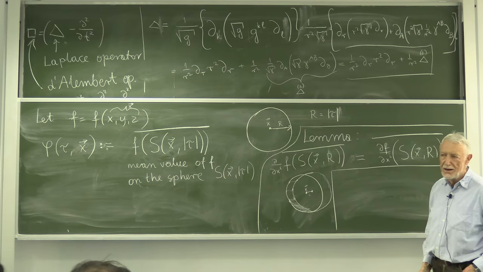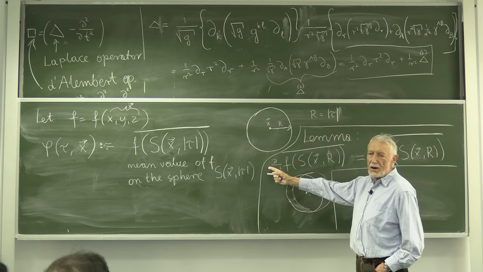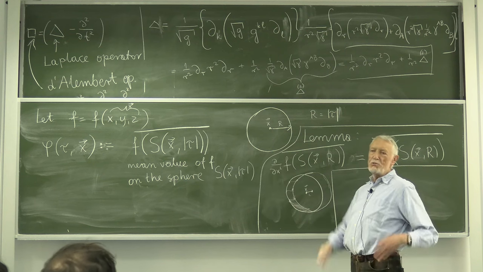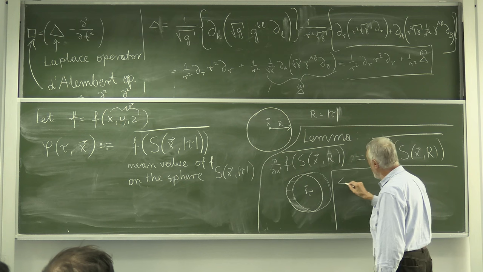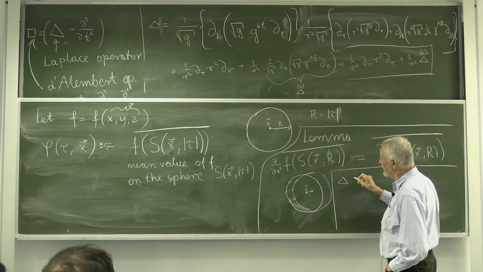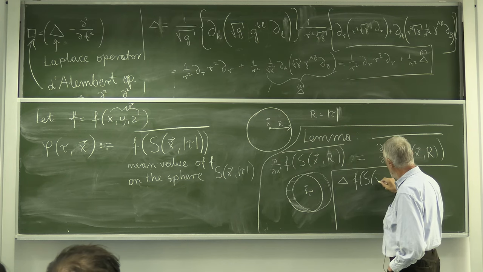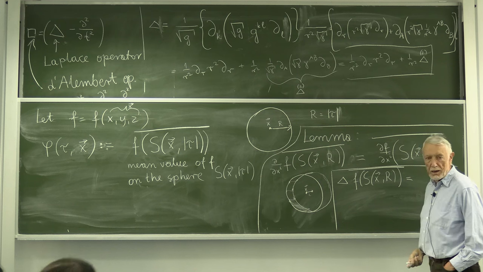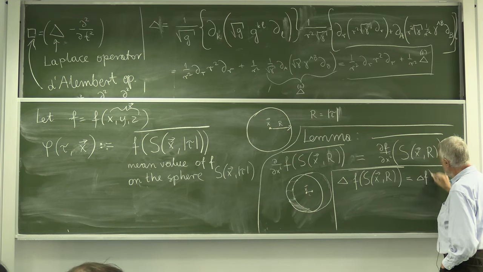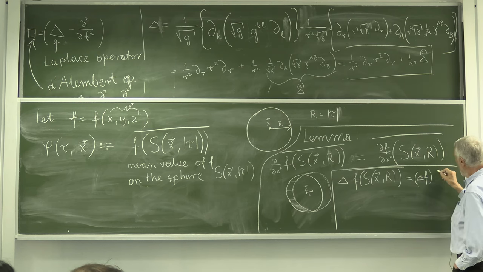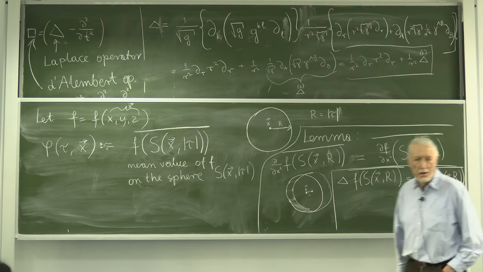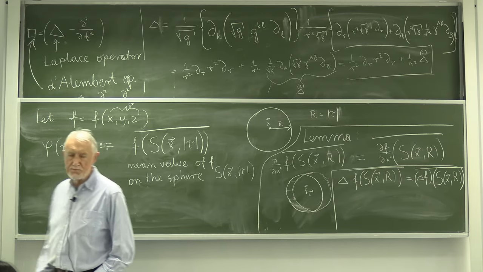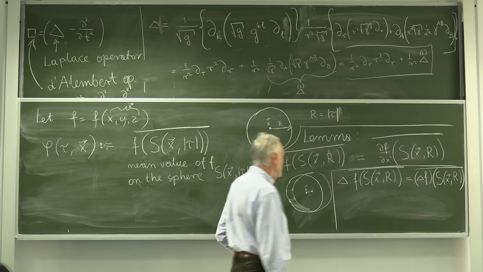So if we agree, then we can also do it twice, which simply means that if I want to calculate a Laplacian of this function, it is sufficient first to calculate the Laplacian and only then to calculate the mean value. Right? This is obvious. Okay.